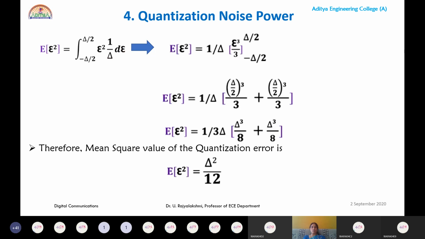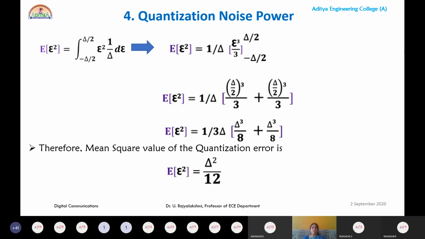Observe the second step. 1 by delta, and we took 1 by delta as common. So you will get, substituting delta by 2, delta by 2 whole cube by 3, minus of minus, because here we have a cube. So minus delta whole cube, you will get minus delta cube only. So minus of minus you will get plus delta by 2 whole cube divided by 3.